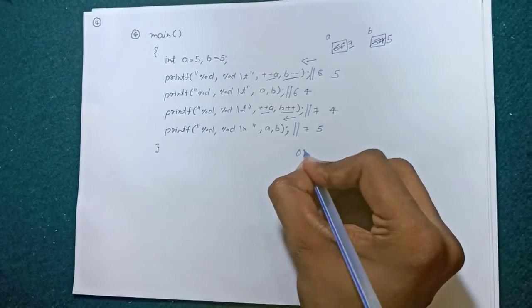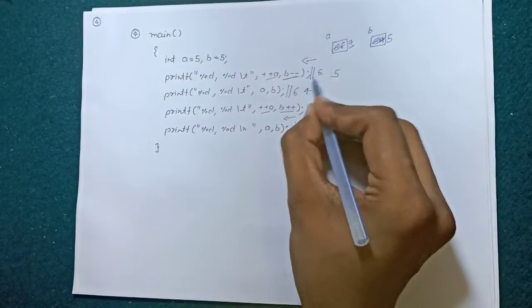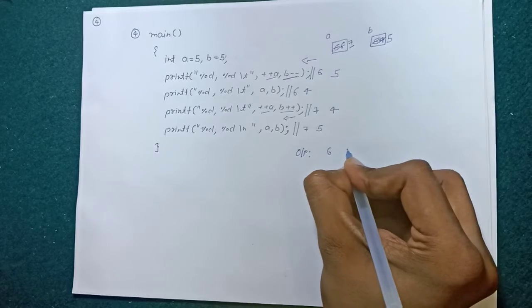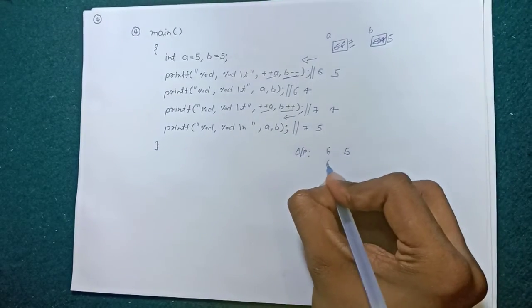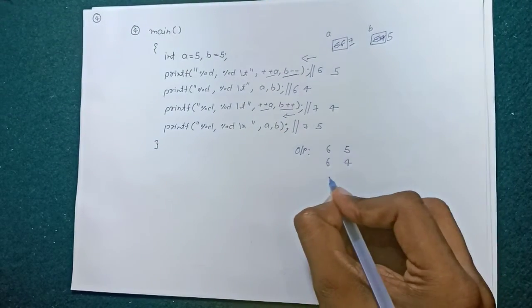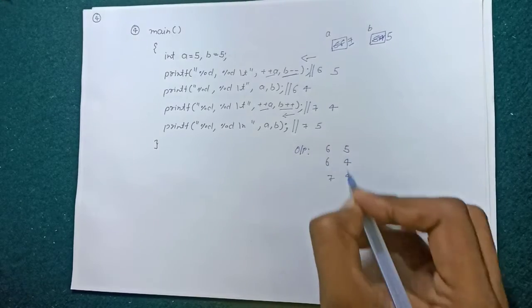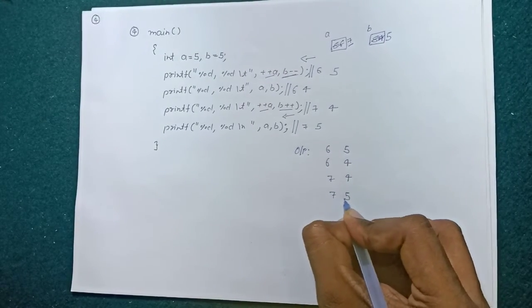So our final output is like this. From the first statement we get 6 5, from the second we get 6 4, from the third we get 7 4, and from the last one we get 7 5, which is your output.